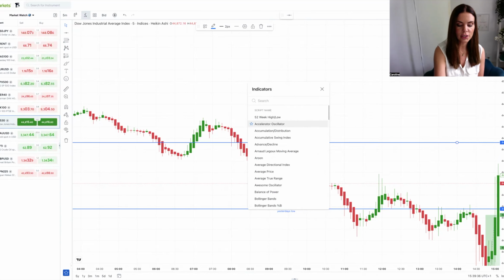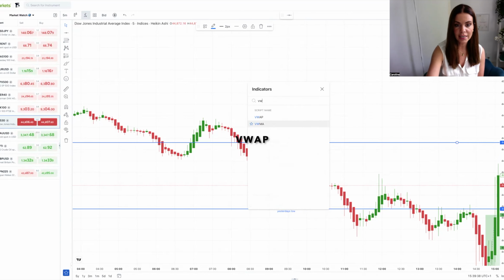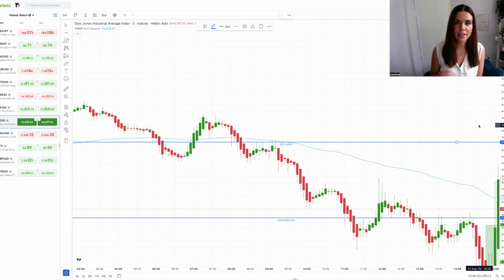Another one which I like to use is the VWAP, which stands for volume weighted average price. So not only does it tell you the average price like a regular moving average, but it actually gives weighting to volume, which means that if big players or big institutional traders, for example, have put on a lot of buy orders, it will give greatest weighting to that.